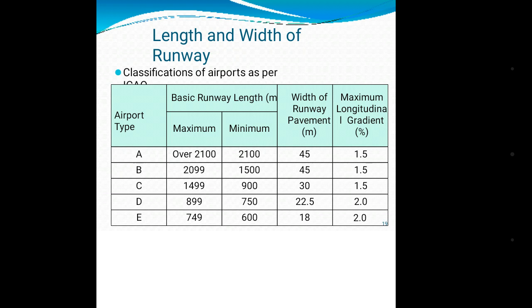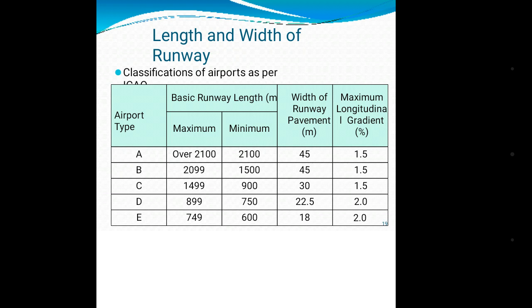Now what is the basic runway length, which is given in meters? For A category, the runway length should be more than 2100 meters, that is, more than 2.1 kilometers. Then the width of the runway is 45 meters. Now what is the maximum longitudinal gradient for this?